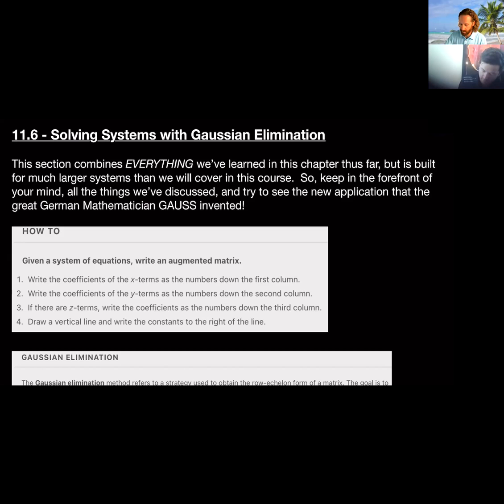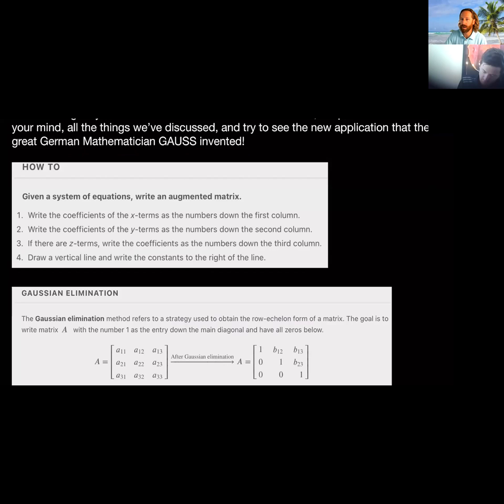So you may have heard of Gauss before, German mathematician. He also came up with a lot of different things like sequences and series, how to find the sum of a bunch of numbers. And he discovered it when he was about 10 years old. Yeah, pretty impressive. He was a prodigy, right?